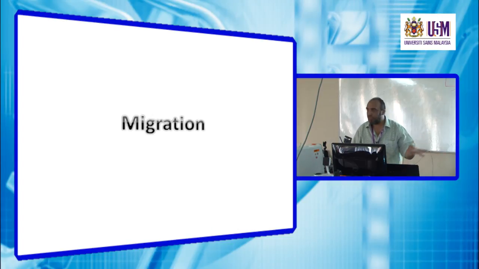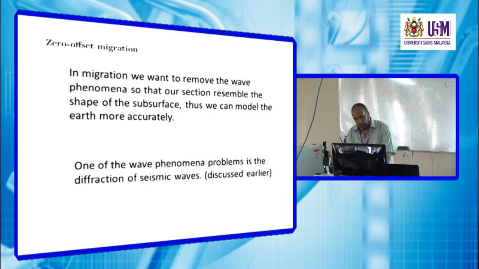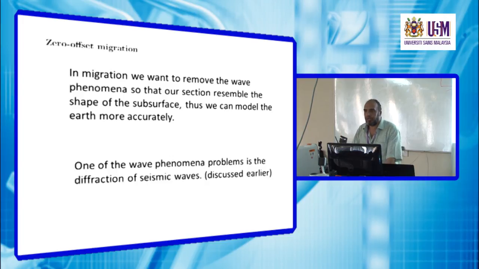Now we move to migration. Why do we need migration? Migration is needed because the situation in the subsurface is not as ideal as we assume when we apply the common midpoint, normal move out, stacking sequence. It's not ideal. The reflector is not a flat horizontal interface. It's either dipping or even an irregular interface.